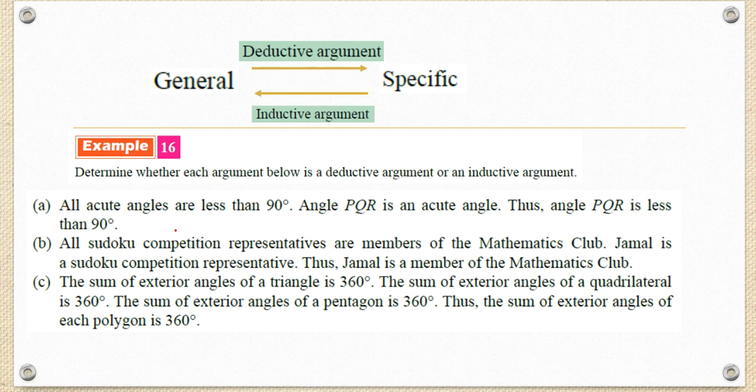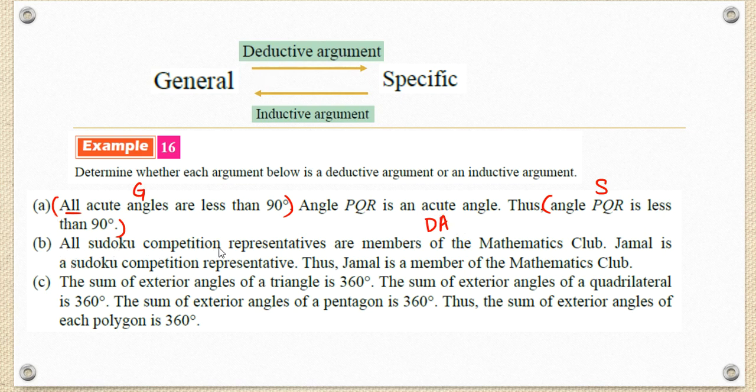All acute angles are less than 90 degrees. Then angle PQR is an acute angle. So angle PQR is less than 90 degrees. We look at these three sentences. The first sentence, is it general or specific? This is general. And until the last sentence, it becomes very specific about angle PQR. From general to specific is a deductive argument. I use DA, but in the exam you cannot use DA. I don't understand DA. You have to write down the full sentence.